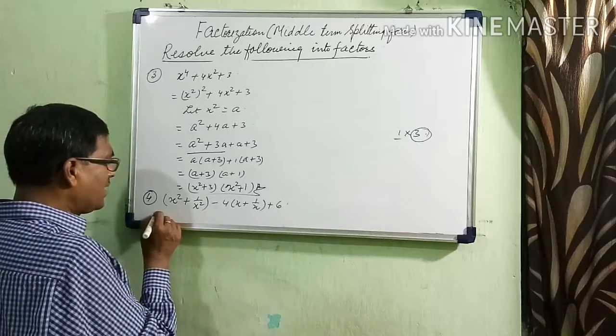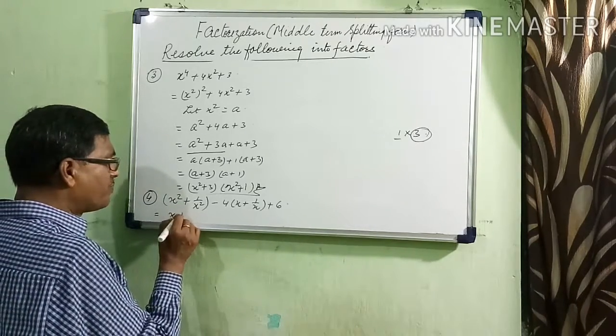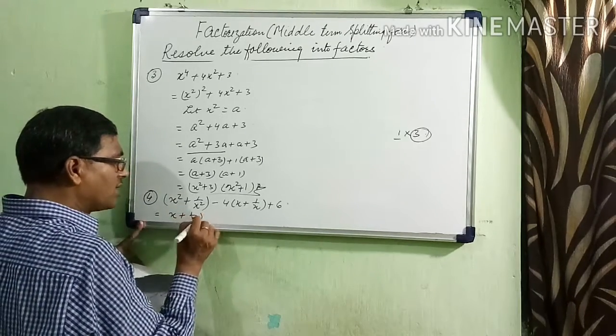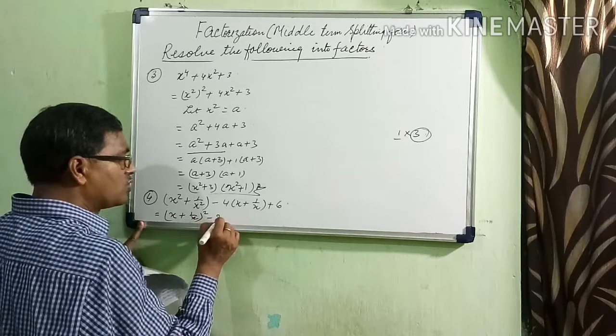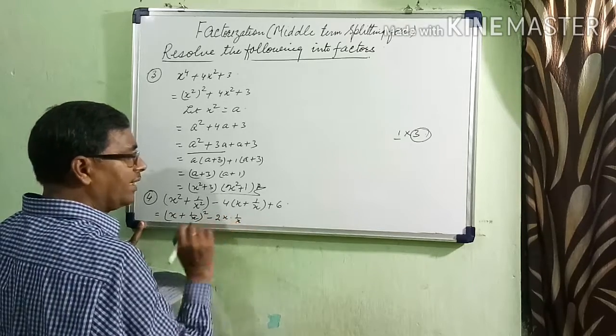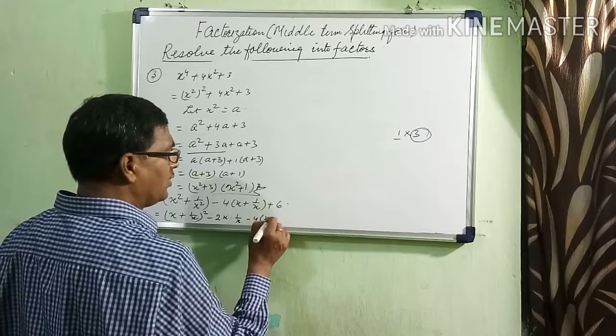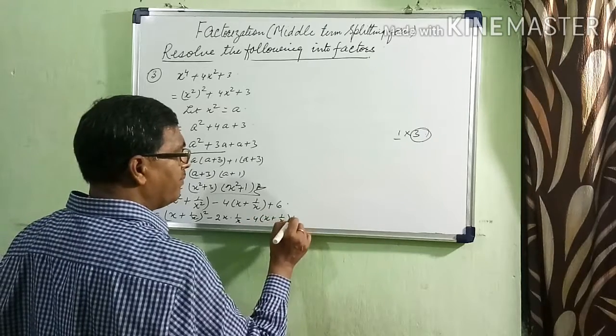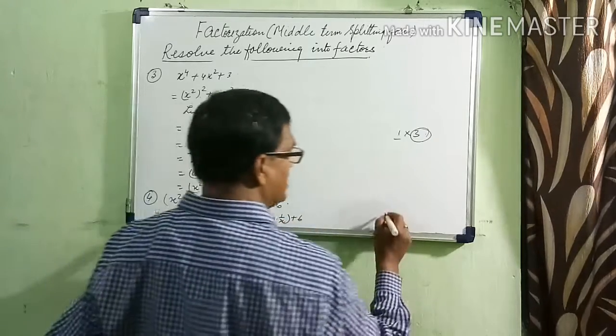How? This can be written as x plus 1 by x the whole square minus 2x into 1 by x minus 4 into x plus 1 by x plus 6. Why? There is a formula.